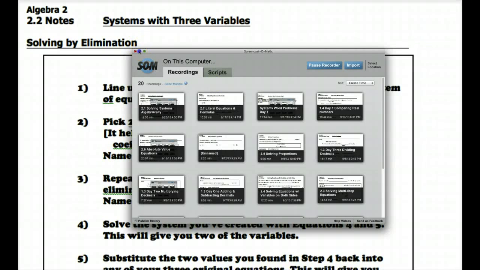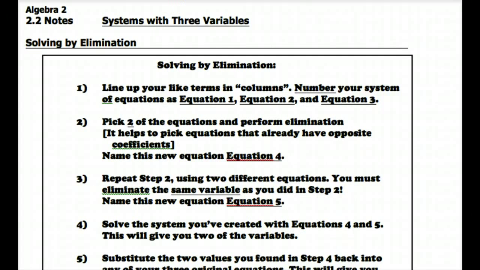Hey guys, in this video we're going to continue talking about our study of systems of equations. Now in Algebra 1, the only thing we looked at were systems of two equations with two variables. So we solved for an x and a y, or sometimes an a and a b.